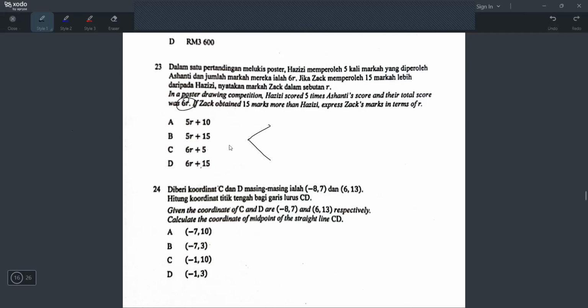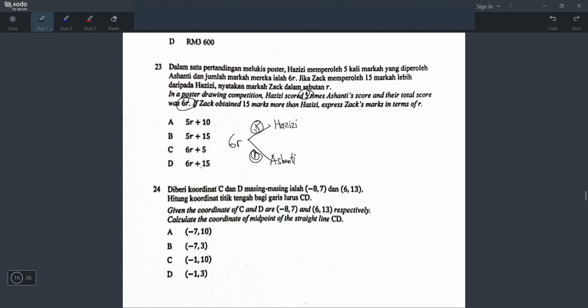So the total marks is 6R, right? And we have 2 persons. One is Hazizi, and then another is Ashanti. Okay, even though I don't know their marks separately, I know the total mark is 6R, and I also know Hazizi scored 5 times Ashanti's marks. It means if this is ratio 1, this will be ratio 5. Because Hazizi's marks is 5 times this mark. So let's say Ashanti gets 2 marks. It means Hazizi will get 10 marks because 2 times 5. What if Ashanti gets 3 marks? Then Hazizi will be 3 times 5, which is 15. That's why if this is ratio 1, this is ratio 5.